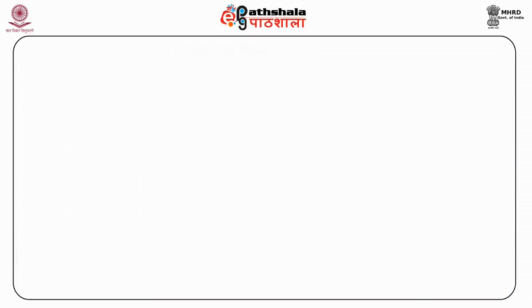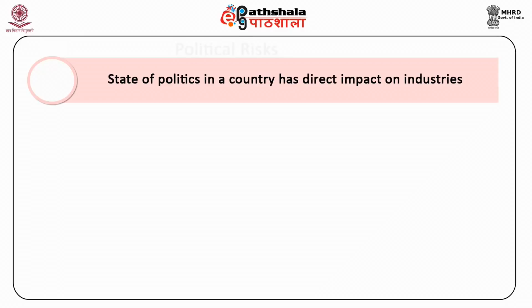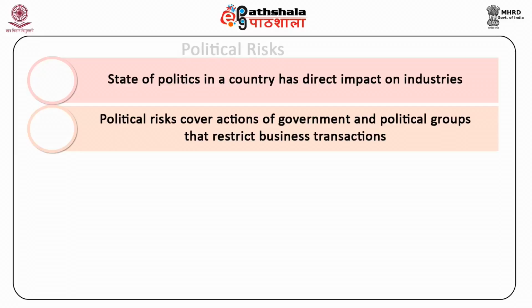Political risk. The state of politics in a country has direct impact on industries. If a country is politically stable, it is good for the industry as there is stability in policies and environment. Political risk covers actions of government and political groups that restrict business transactions resulting in loss of profit or profit potential. It is all the more very common in case of foreign investments.